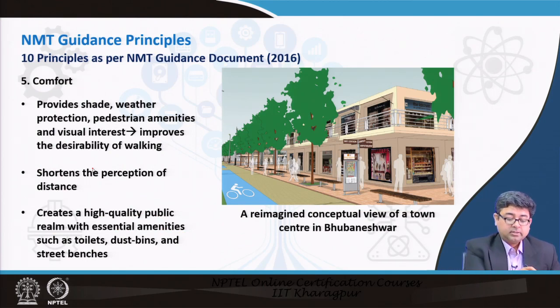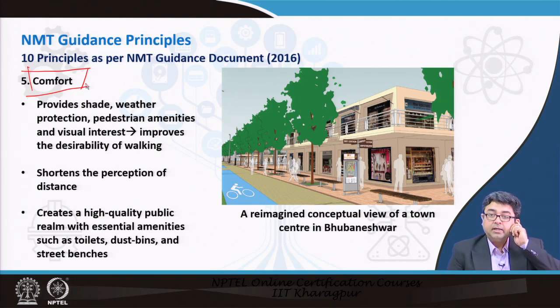The next design principle is comfort. Whenever it comes to the design of NMT facilities, comfort is one of the most important things that users always want, right? Whenever you ask somebody why they aren't walking to their bank which is only 200 meters away, they would say it is too hot to walk, or it is raining so we cannot walk, or the footpath is broken so we cannot walk. So it is always the level of comfort. All these are pointing towards the level of comfort of the users.